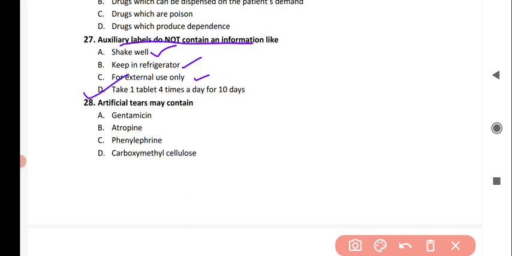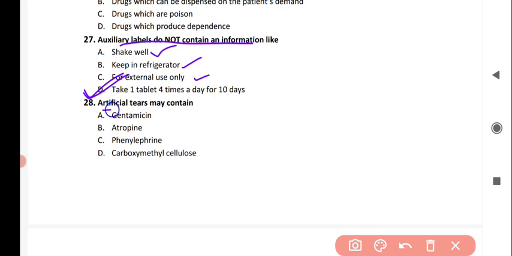So option D, that is take one tablet 4 times a day for 10 days, is not an auxiliary label; rather it is provided by the physician to the patient, or to the pharmacist to convey to the patient. So option D will be correct.